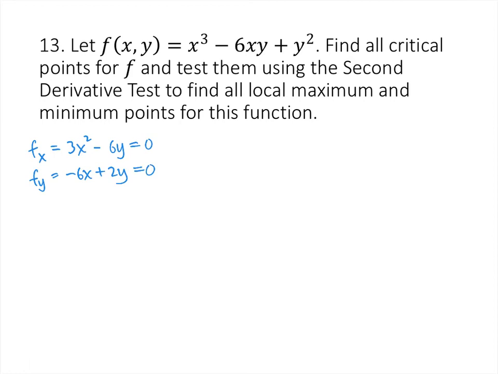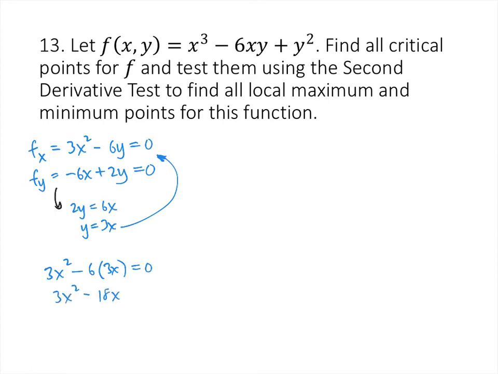So we want to try to pick the easier equation to solve and solve it for the variable that's easier to solve for. So looking at this, I would say that the second equation is easier to solve for y. So I'm going to add 6x to both sides, divide both sides by 2, I get y equals 3x. And now I can take that solution and plug it into the first equation. So I get 3x squared minus 6 times 3x equals 0.